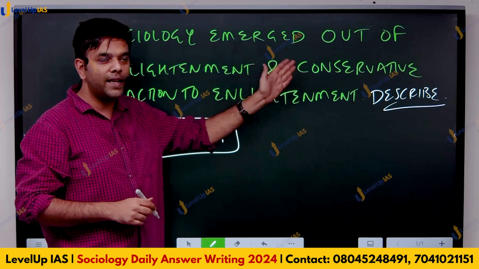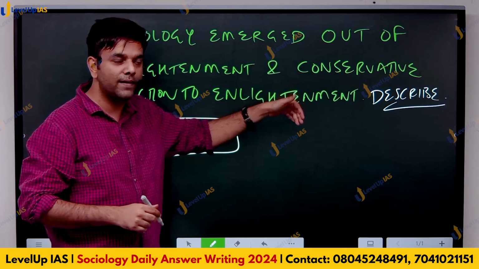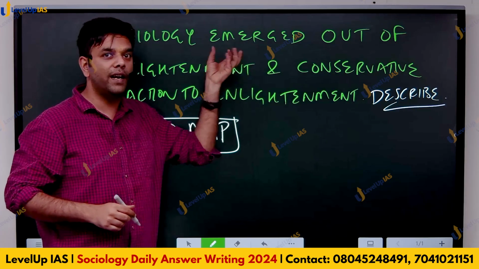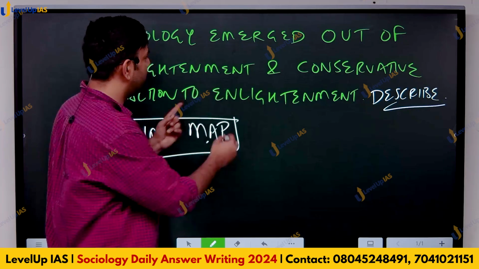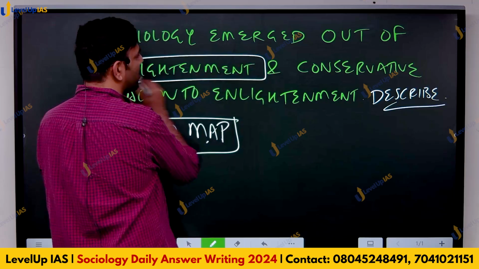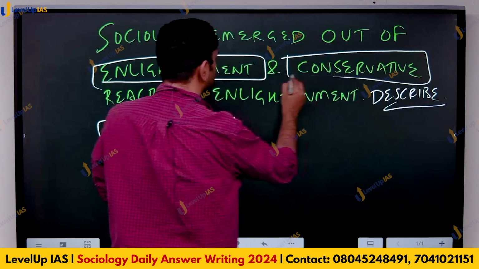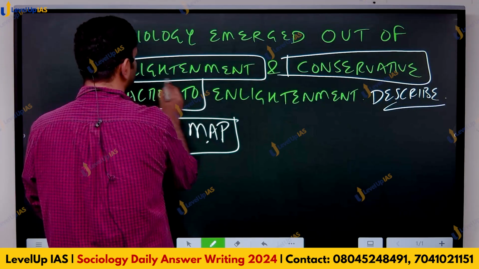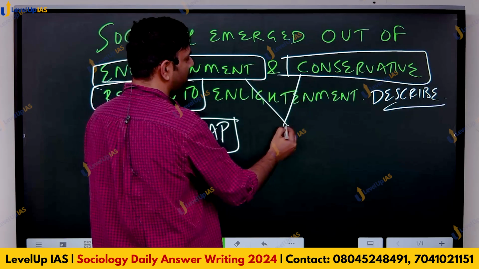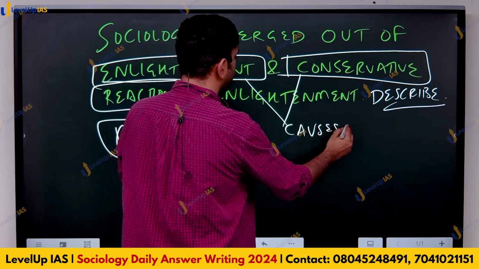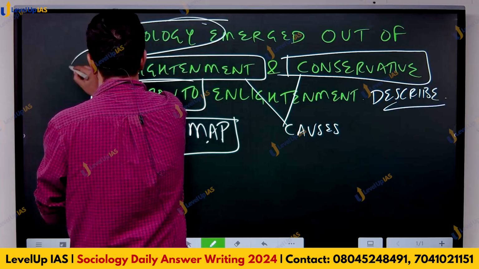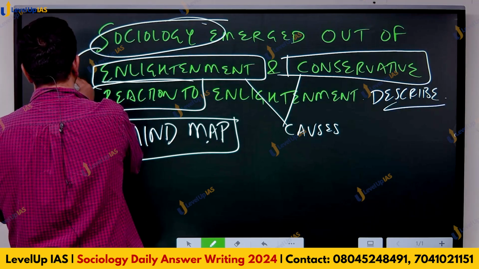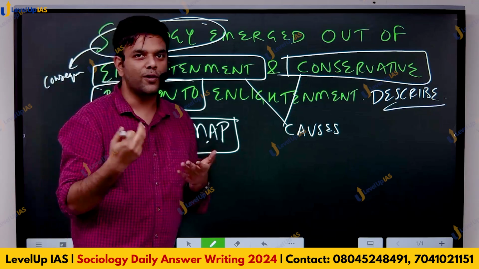ये पैदा हो रहा है यानी कि ये consequence है, it is the consequence. Then what are the causes which led to this consequence called sociology? So the causes are very clearly mentioned. These are the causes. Okay, so these two are causes, and this is the consequence. And what comes first, cause or consequence?